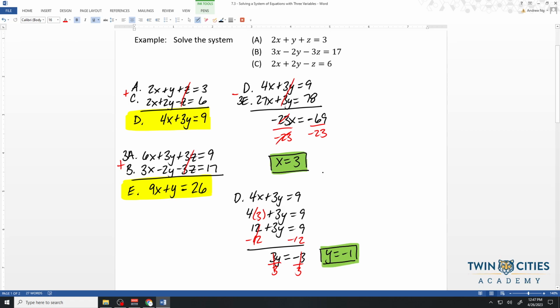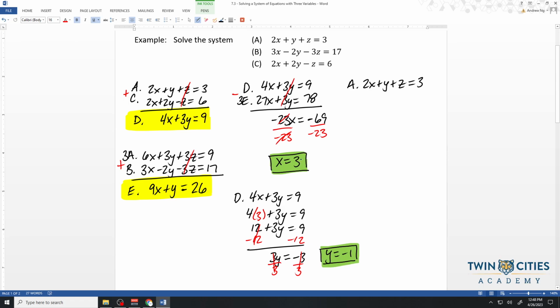Okay, in this system, x equals 3, y equals negative 1. I just have to find what z is. Once you know two of the variables, go back another step to your original equations, pick one of them, and plug in the two variables that you've solved already. So I can pick whichever one I think is going to be easiest. I can do A here.